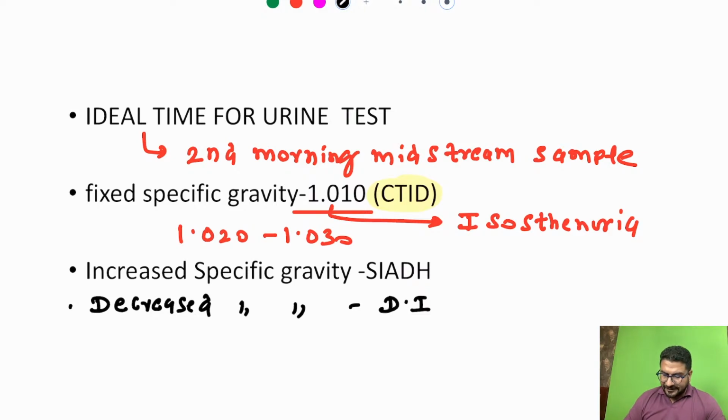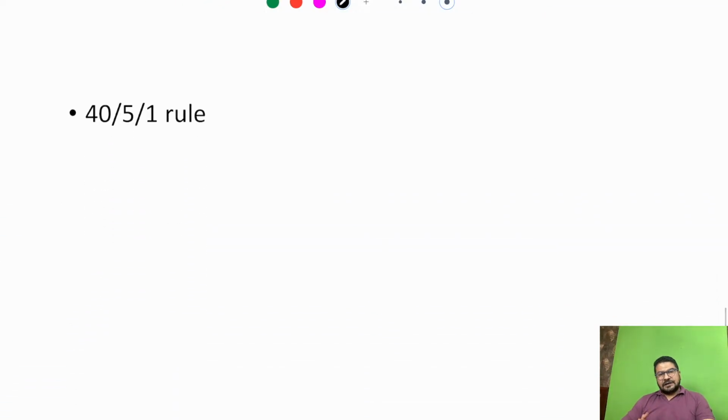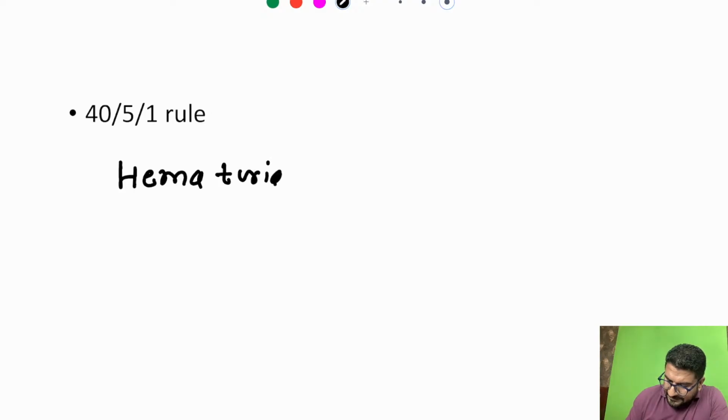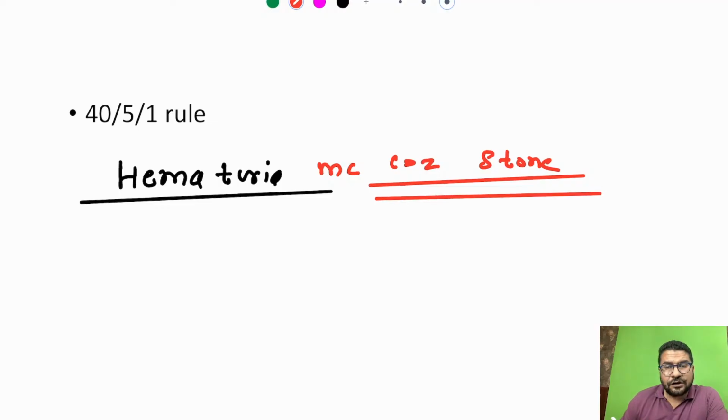That specific gravity कम कब होगी? Diabetes insipidus. Now try to understand what type of question they ask you in the exam. कभी कभी क्वेश्चन आता है, like they will give you in the MCQ hematuria. So hematuria means the patient is having blood in urine. Hematuria may be glomerular or non-glomerular. अगर मैं आपसे पूछूं hematuria का most common cause, it will be kidney stone. So this hematuria is called non-glomerular.